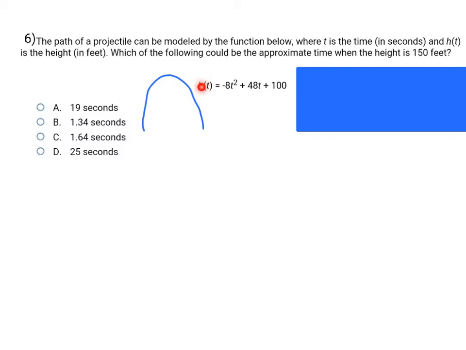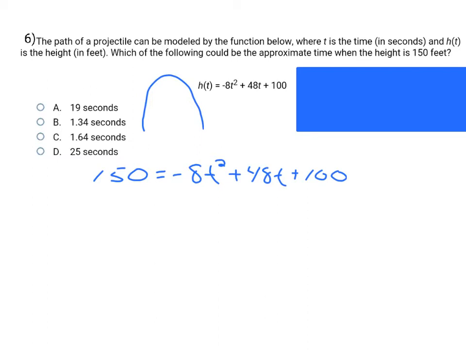So that means that my height is 150 and I'm going to be solving for t. So I'm going to set this equation up and I'm going to have 150 equals negative 8t squared plus 48t plus 100. So all I did was substitute in 150 for the height.